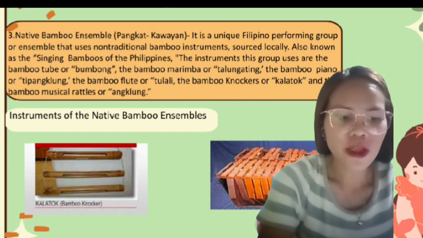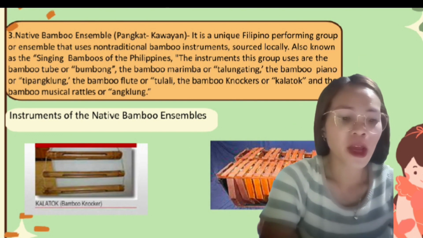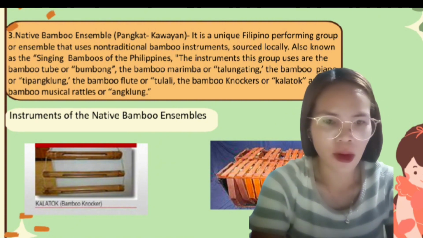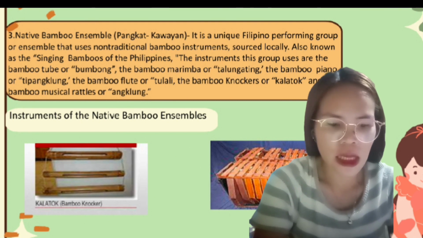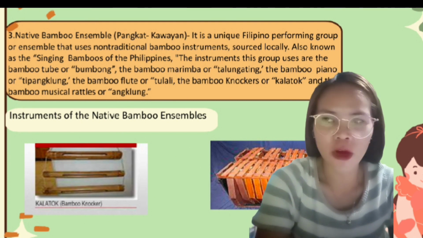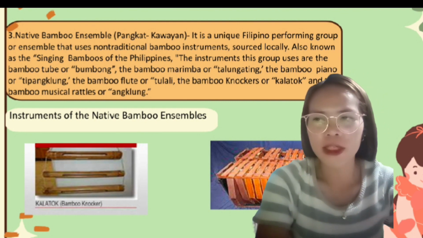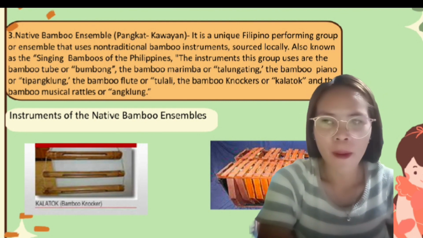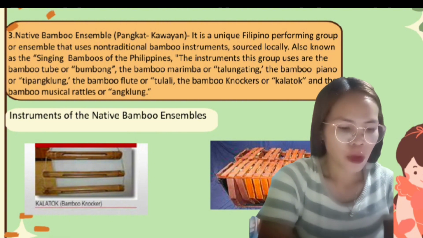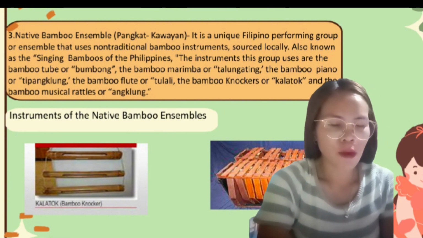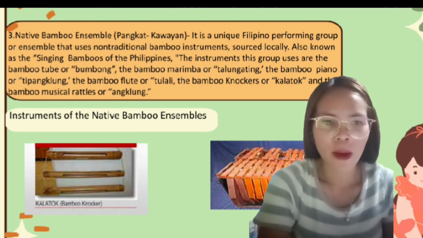So, ang bamboo ensemble ay isang musikal na grupo ng mga Pilipino na gumagamit ng mga instrumentong gawa sa kawayan. Also known as the singing bamboos of the Philippines. So, here's the instruments of native bamboo ensemble. First is kalatok or bamboo knockers. Ito naman ay binubuo ng bamboo tubes na mayroong butas na pinagbubukasan. So, it is made of bamboo.